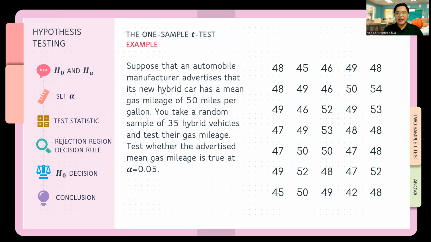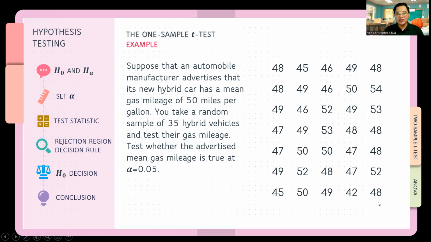So the 50 miles per gallon in the problem is what we call a hypothesized mean because it is claimed to be the mean of all of the cars produced by the automobile manufacturer. Now, the sample data that we see over here on the right should be able to generate a sample mean. And what we're going to do is to test whether or not the sample mean is in fact significantly different or not significantly different from what is claimed by the automobile manufacturer.